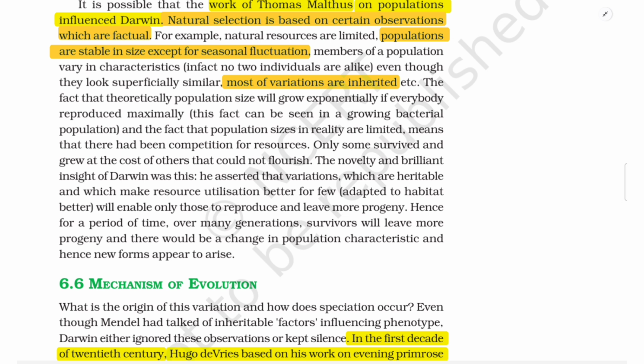He asserted that variations which are heritable and which make resource utilization better for a few, adapted to the habitat better, will enable only those to reproduce and leave more progeny. Hence, over many generations, survivors will leave more progeny and there would be a change in population characteristics, and hence new forms appear to arise.